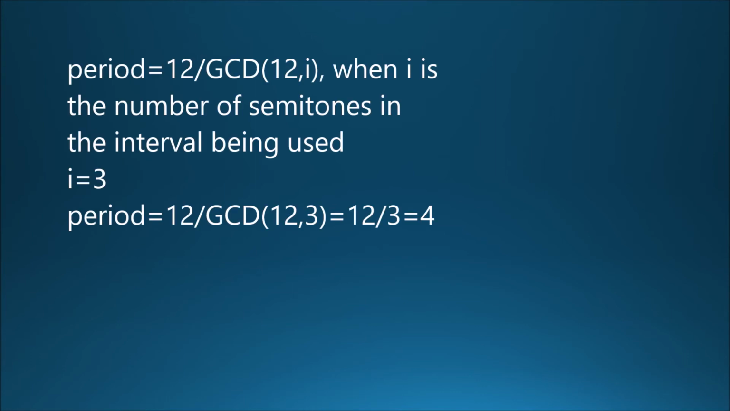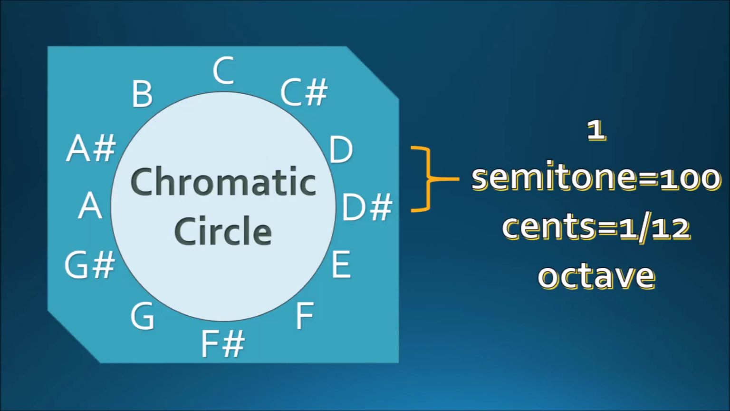The period of the cycle for an interval of the chromatic scale, divided into 12 half steps, is 12 divided by the greatest common divisor of 12 and the number of half steps in the interval. Some musical systems do not divide the octave into 12 parts. Each of the semitones in the musical system we've used so far has been defined as 1/12 of an octave using logarithmic units called cents. In this 12-note system, there are 100 cents separating each half step.